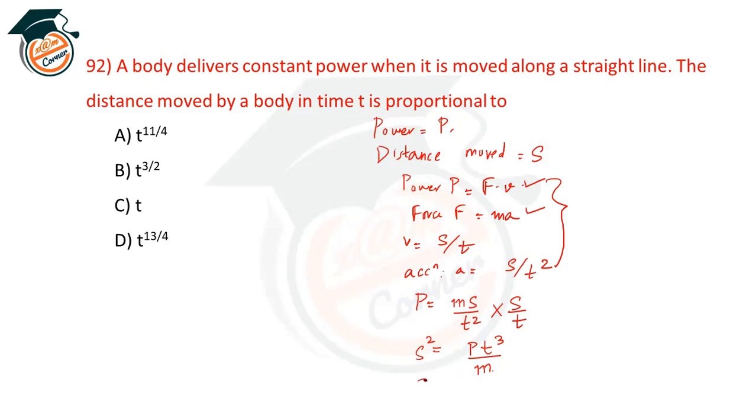Looking at this equation, we can write that S square is directly proportional to T cube. So if S square is directly proportional to T cube, then S is directly proportional to T to the power 3 by 2. So the distance moved by the body in time T is proportional to T to the power 3 by 2. This is the answer.